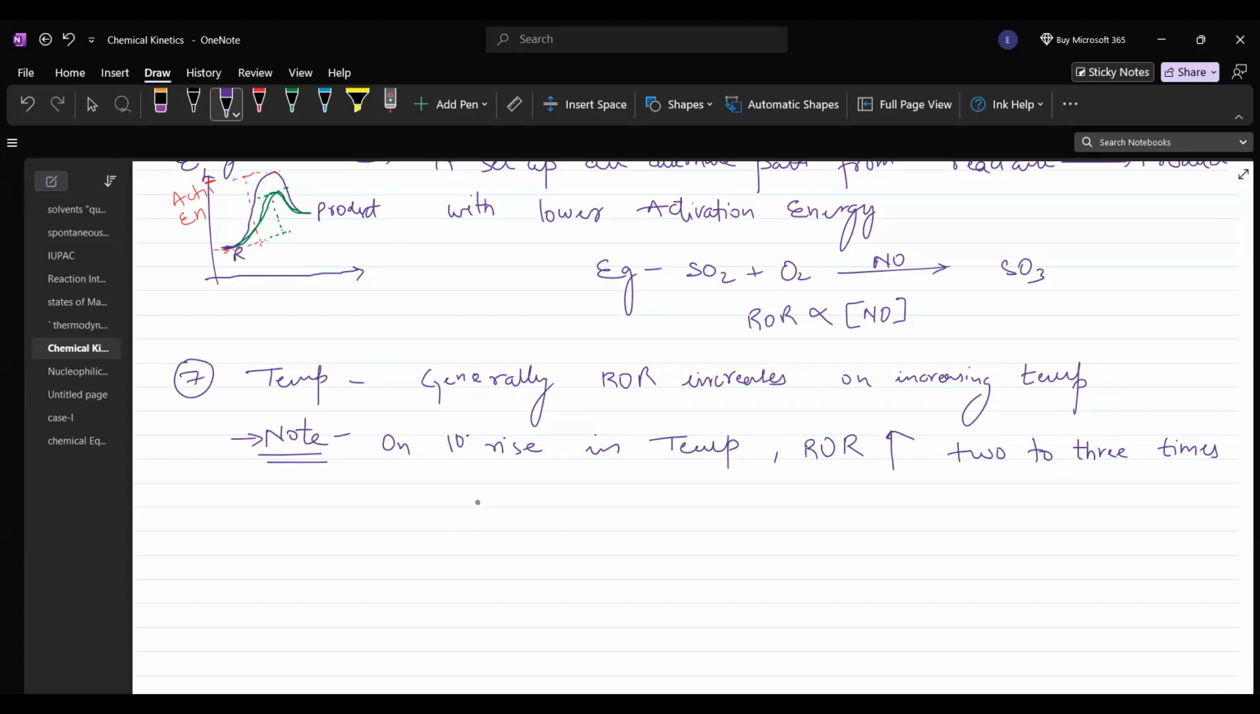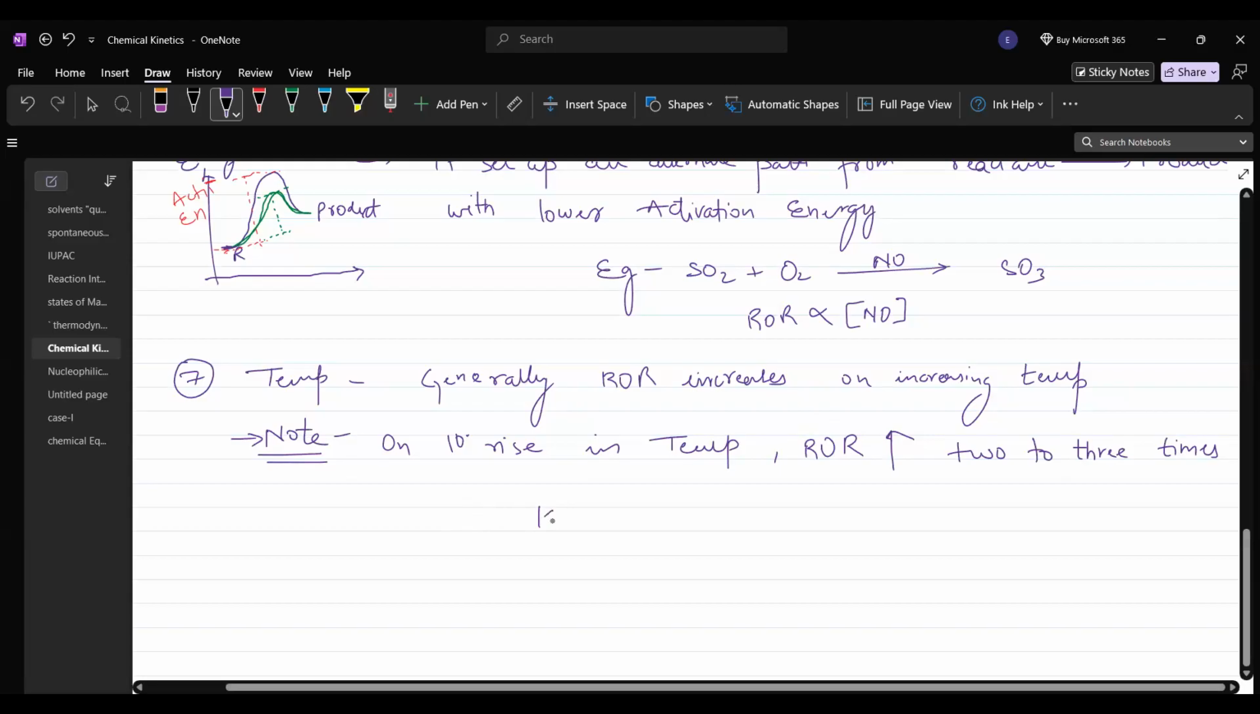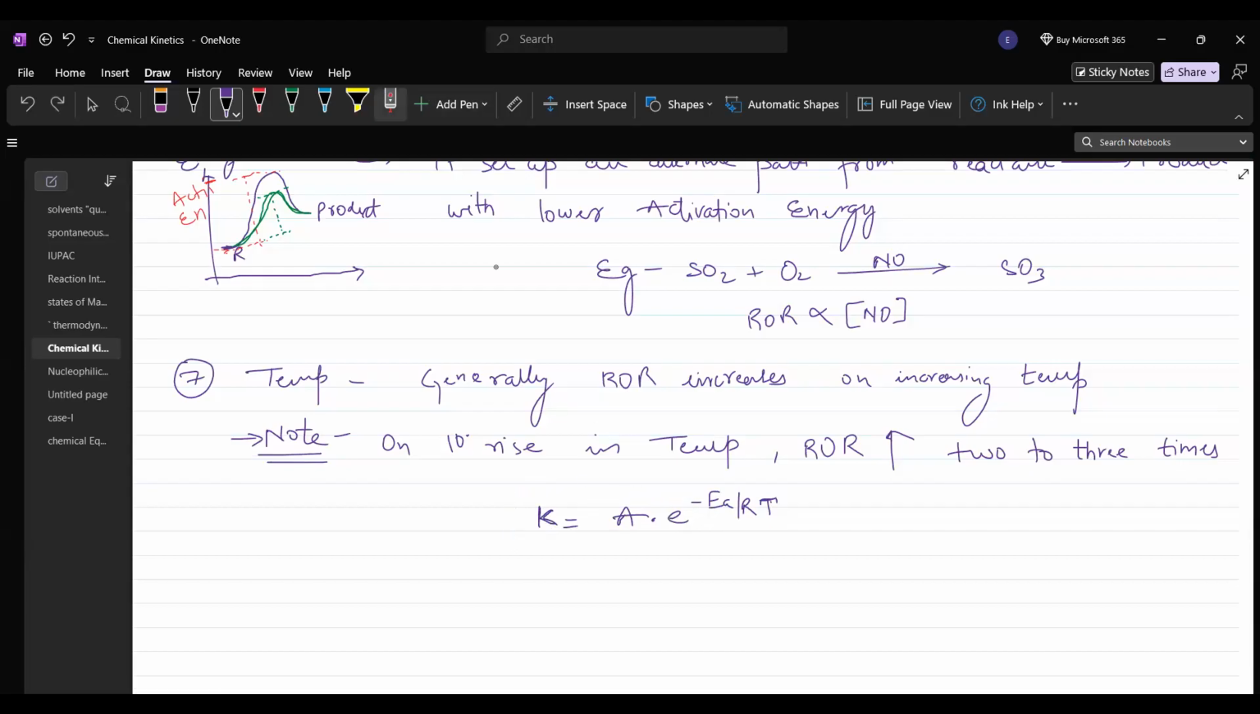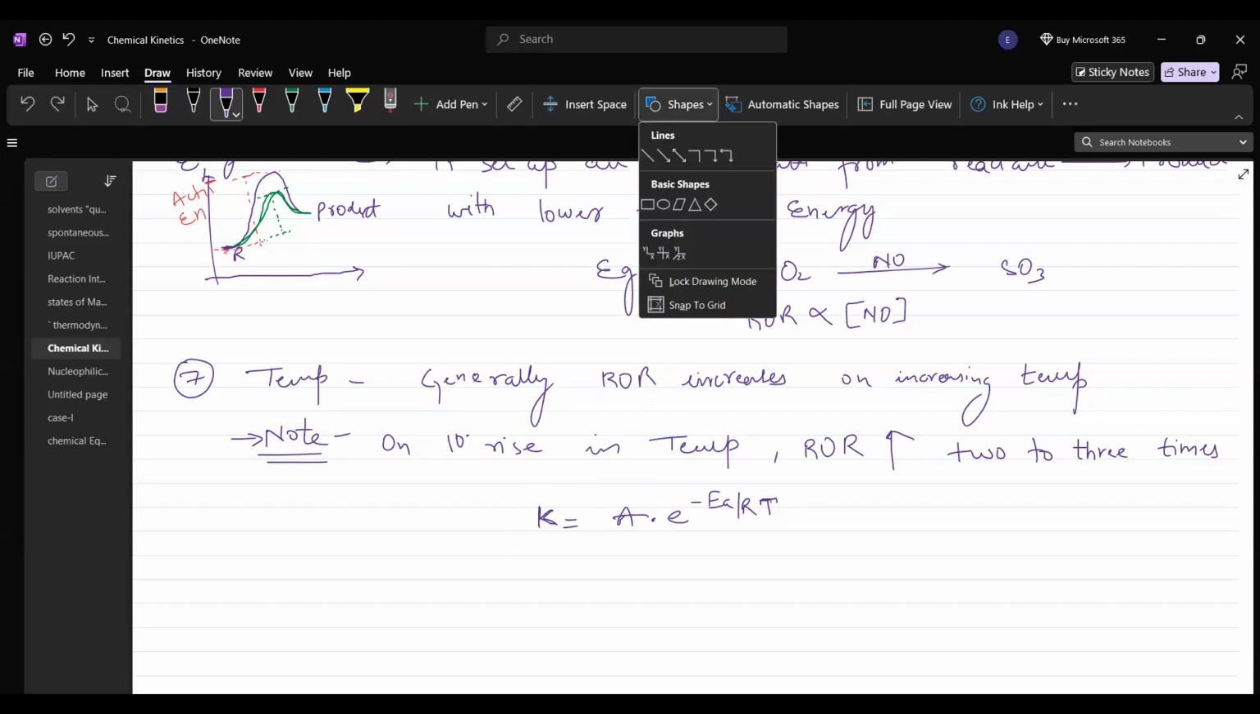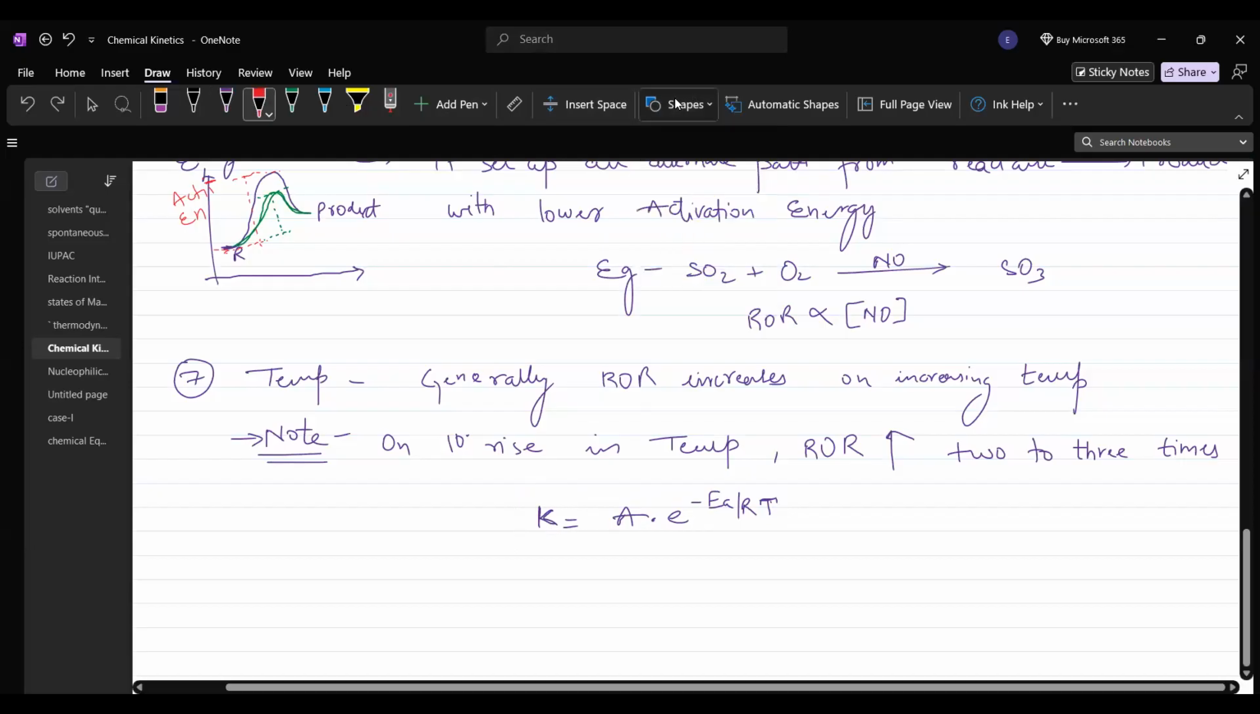And when we study the Arrhenius equation later in this chapter, the last major topic, the formula is K equals A e to the power minus Ea upon RT. So T is the temperature, and K is the rate constant. So from this equation also, one can say yes, the rate of reaction depends on temperature. Okay.